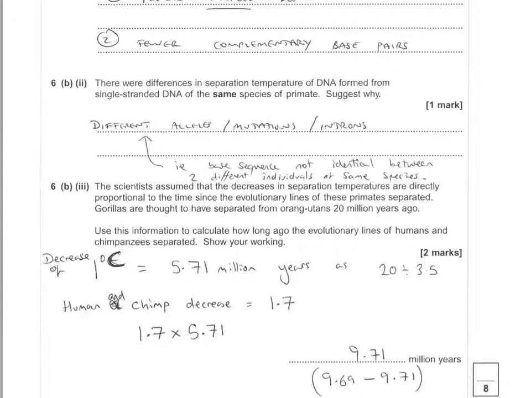Different species, organisms of the same species, might not separate at a really high temperature either. And that's because they've got different alleles. So the idea is you've got different sequences of bases on the two single strands. So you don't get 100% matching complementary base pairs.